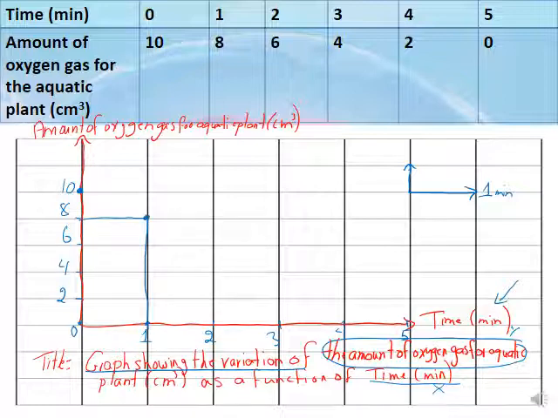At time 2, it was 6. So 2 till the 6. At time 3, it was 4. So time 3 minutes, it was 4 centimeter cube. At time 4, it was 2. Sure, you have to use a ruler while drawing this. And at time 5, it was 0. In order to draw this, you can draw it with your hand here, and you can connect the points here.